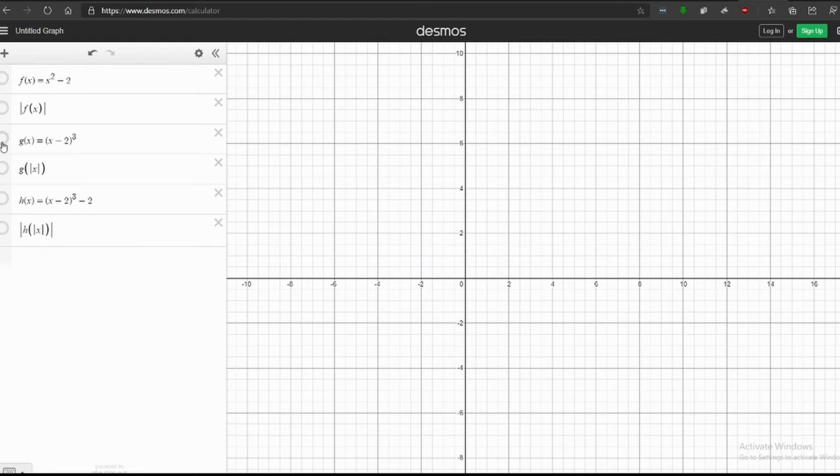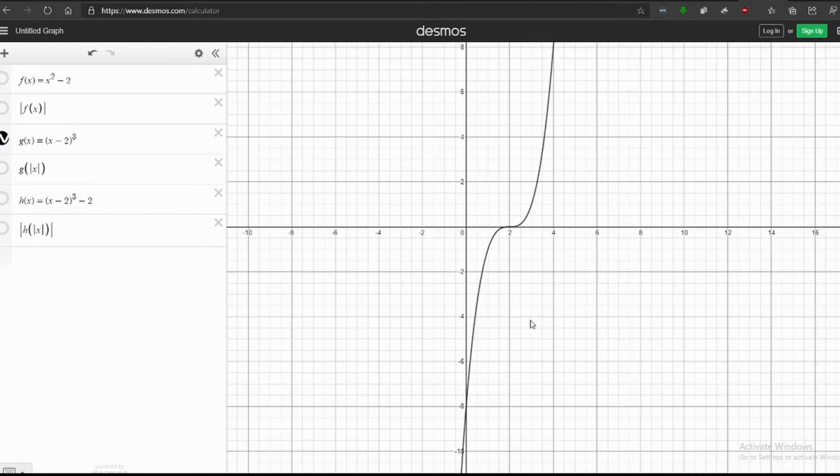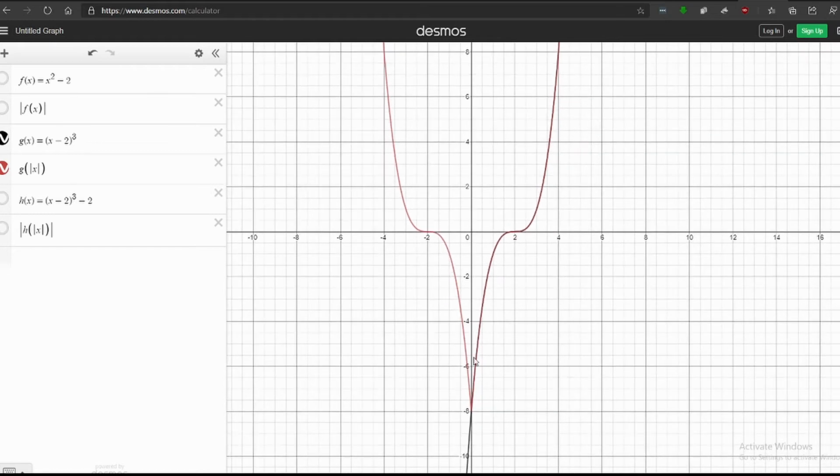Next, let's look at our function g of x. G of x is our function (x minus 2) to the third power. Notice how this is just cubic, except we just shifted it over by 2 units. What happens if we put the absolute value inside of our function? So instead of absolute value of f of x, we say g of absolute value of x. What we get is this function, this red function here.